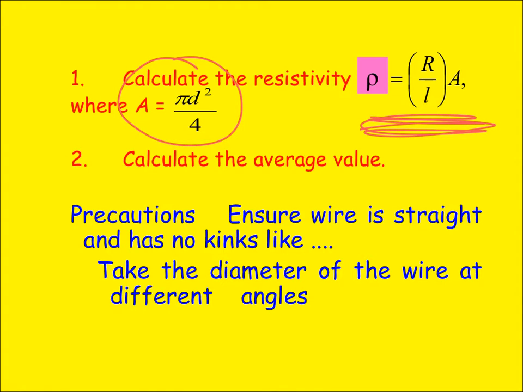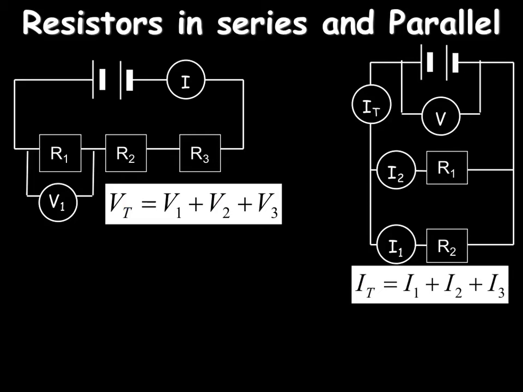But of course, as you know, these things are in the logbook. So we don't want any kinks. We want to ensure the wire is straight, and we take the diameter at different points and different angles and find the average. So now we move on to working out the formulas for resistors in series and parallel.